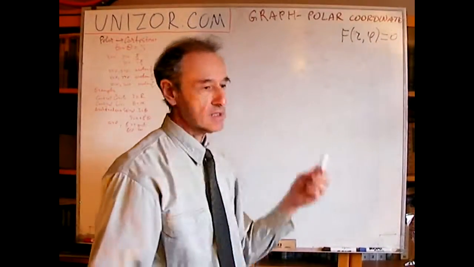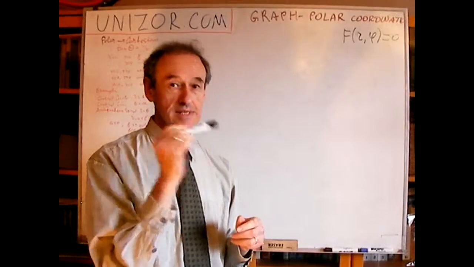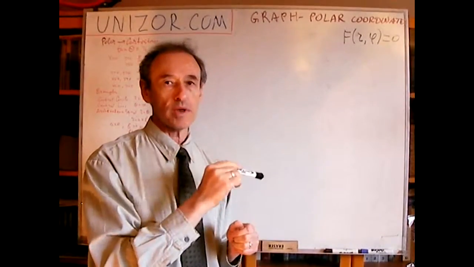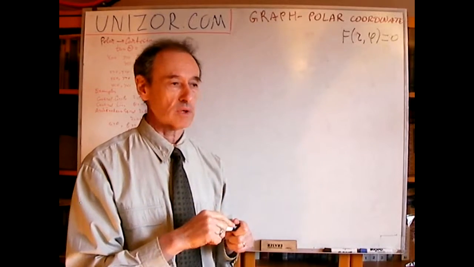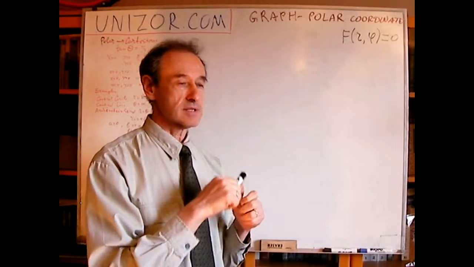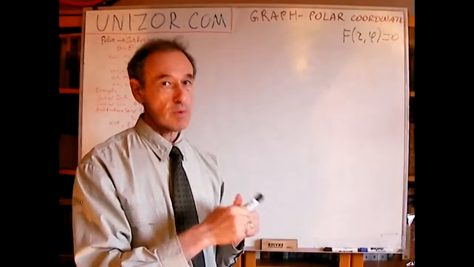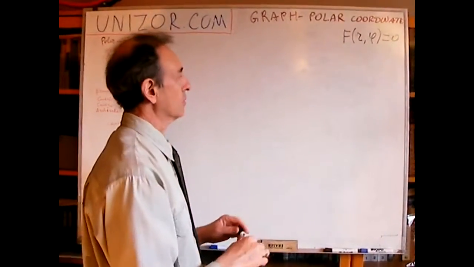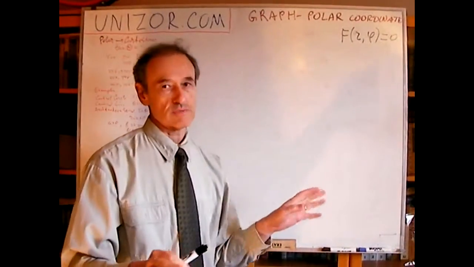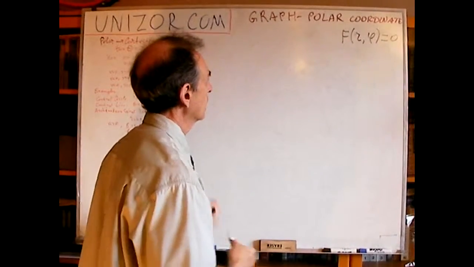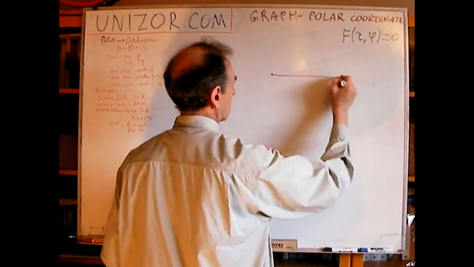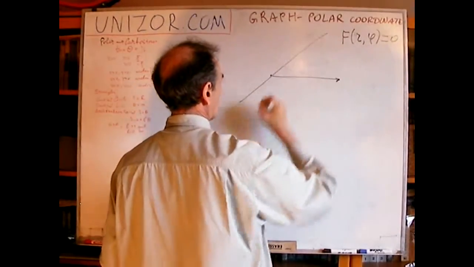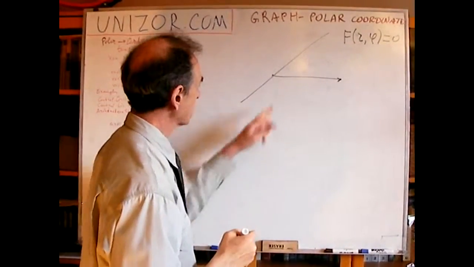By the way, this is a circle with a center coinciding with the pole itself of the polar coordinate system. If the center is not coinciding, the equation is much more complex. But let's not go into this. We're talking about just very simple things. Now, how about a straight line which is going through the pole?